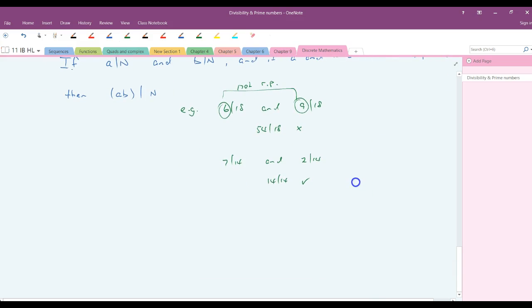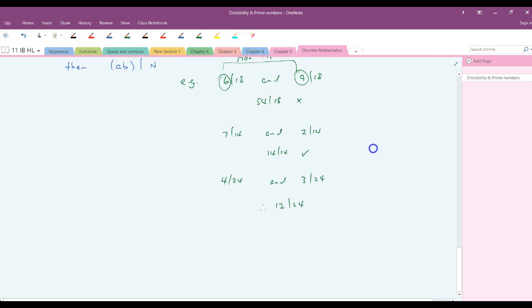We might go for 4 divides 24, and we also know that 3 divides 24. 3 and 4 are relatively prime. They don't have any higher common factor than 1. We can therefore say that 4 times 3, which is 12, divides 24. And this is quite useful to split up the other way.